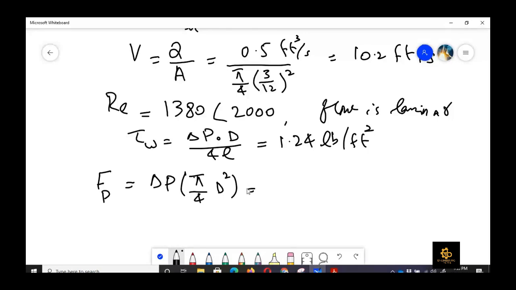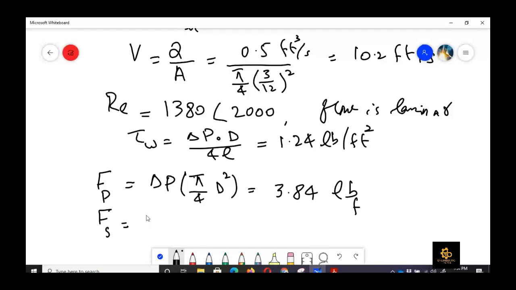So if we put in the values, we know delta P, I think it was 119. So d square is (3 by 12) square, and then if we put in the values, it comes out to be 3.84 pound force. And then similarly, we can calculate shear force.